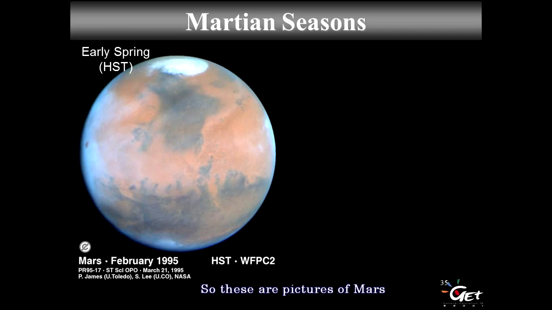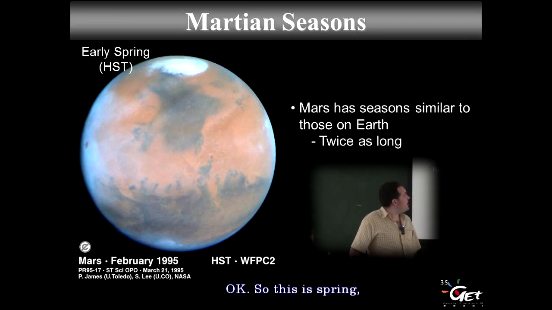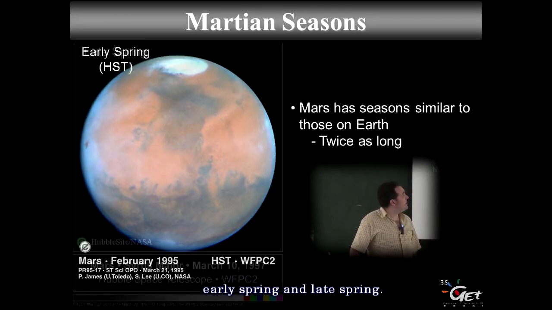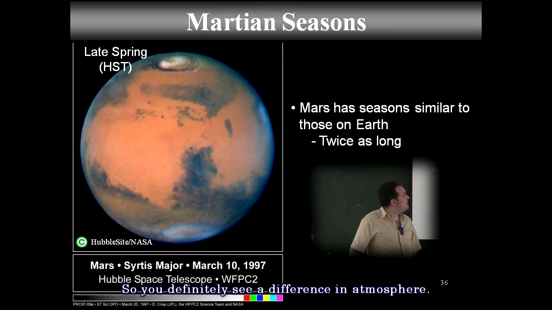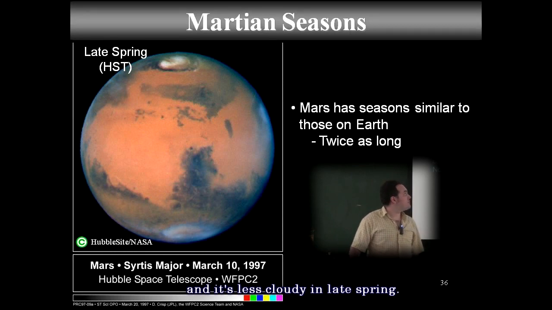So these are pictures of Mars during different seasons. These are pictures taken with the Hubble Space Telescope. Actually, Mars has seasons very similar to those on Earth, and also it's twice as long. Okay, so this is spring, early spring and late spring. So you definitely see that there are differences in the atmosphere. It's more cloudy in early spring, and less cloudy in late spring.